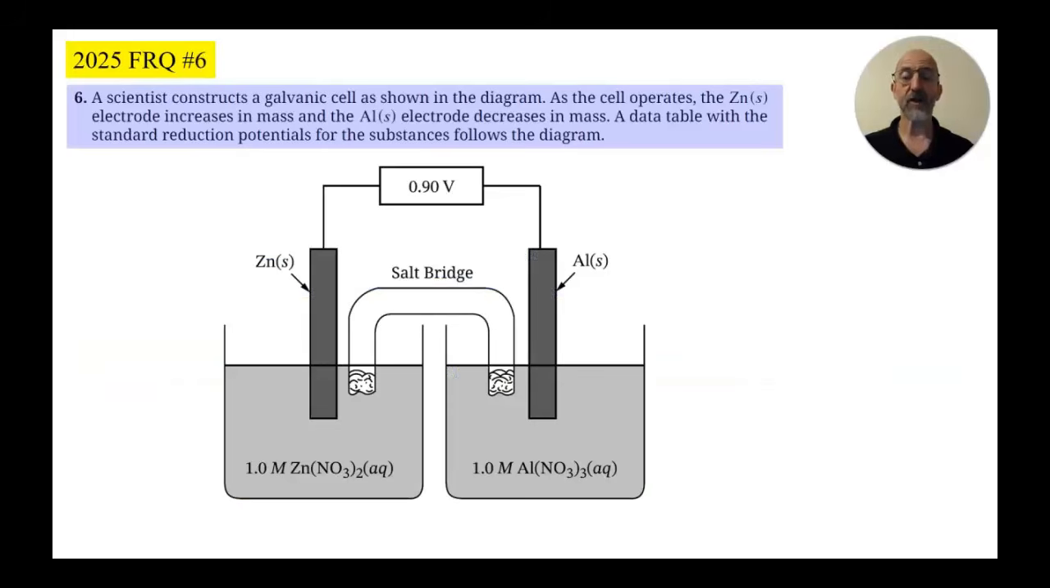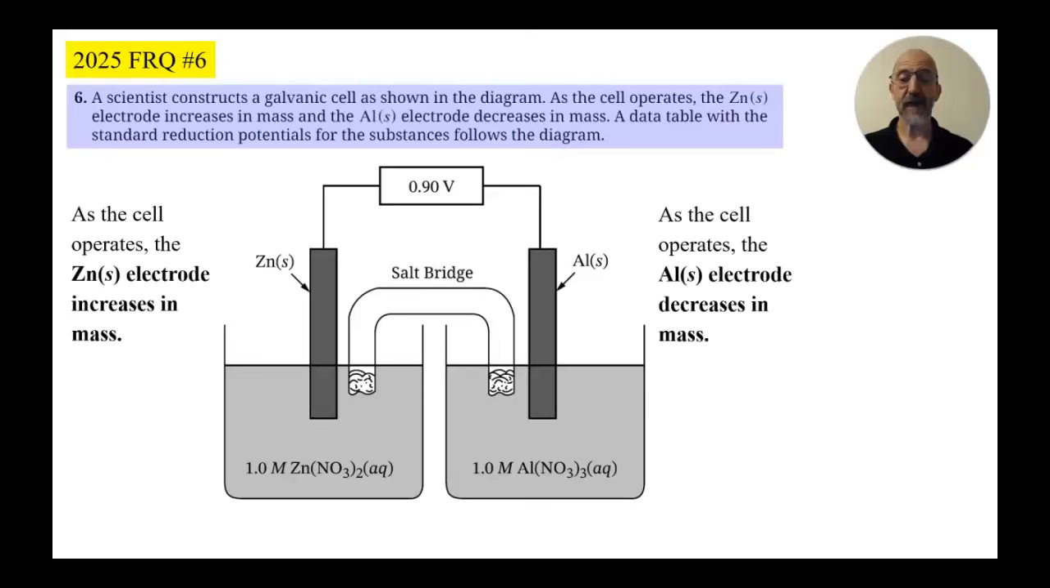So here we have a diagram of a galvanic cell. This question appeared on the 2025 AP Chemistry exam. I can see a zinc and aluminum electrode, and there's a container of zinc nitrate on the left and aluminum nitrate on the right. So we have a galvanic cell. As the cell operates, it says that the zinc electrode increases in mass. And as the cell operates, the mass of the aluminum electrode decreases in mass.